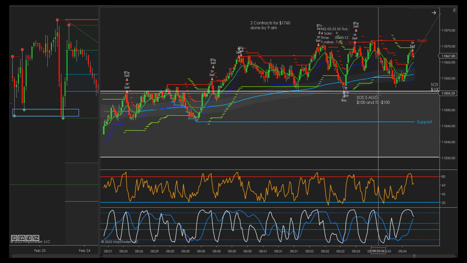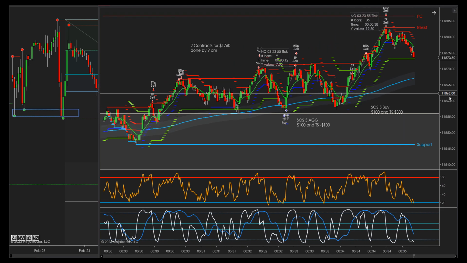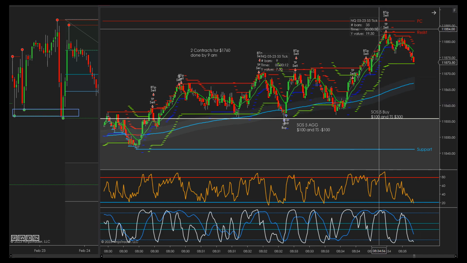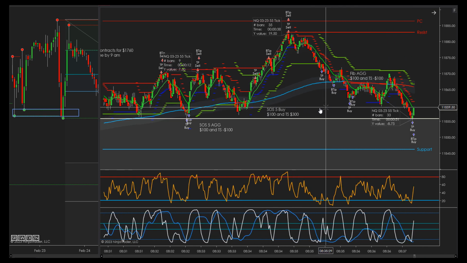Market pops back down into our zone. We have what we call an SOS5 buy signal, and you can see the SOS5 took off. We had a 19.5 point move. We look for target 2 at 20 points. So on this one, we trailed our stop. This buy signal produced a $100 winner for our scalper, and then a trail stop out at $300 for the trader. Now we're up $400 on the day.